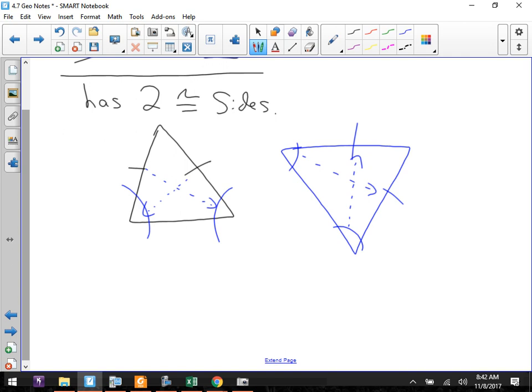And the reason why I love this is because this ties into our conditional statements. If I have a triangle with two congruent sides, then I'm going to have two congruent base angles. And the converse is also true. If I have a triangle with two congruent base angles, then I have two congruent sides. It's beautiful.